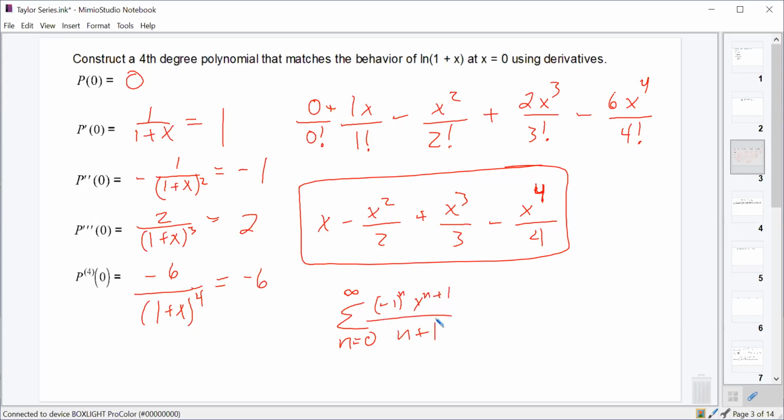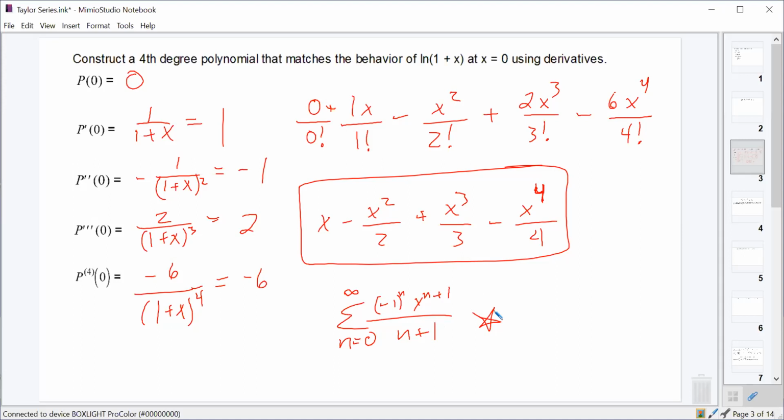Now, if we look at this series here, now it's going to be correct. If we plug in n equals 0, what do we get? We get x to the first over 1, which is x. We plug in n equals 1, we get minus x squared over 2. We plug in n equals 2, we get plus x cubed over 3, minus x to the fourth over 4. So this series is exactly the same as what we got using the Taylor polynomial, right? So you get the same form of this series.